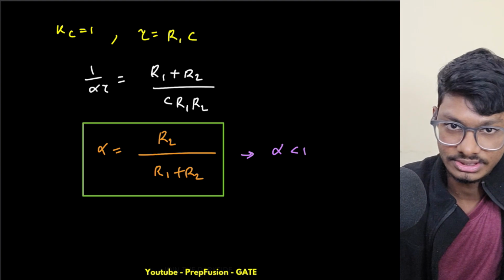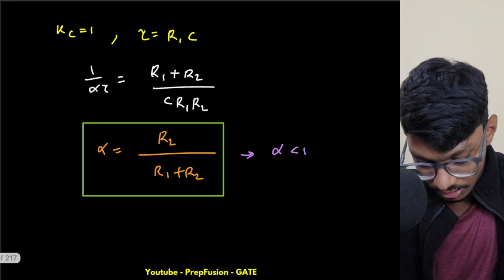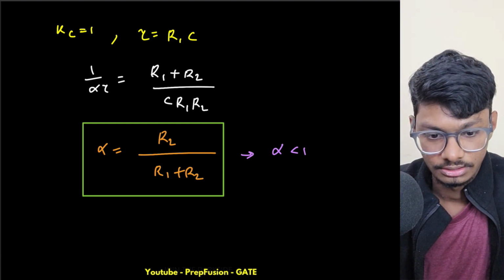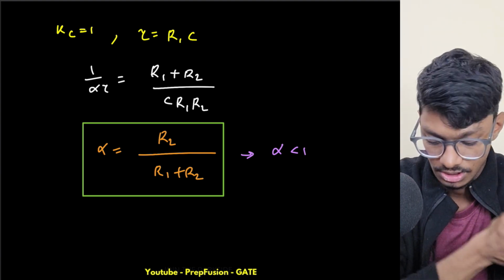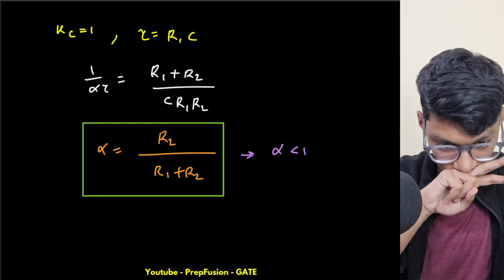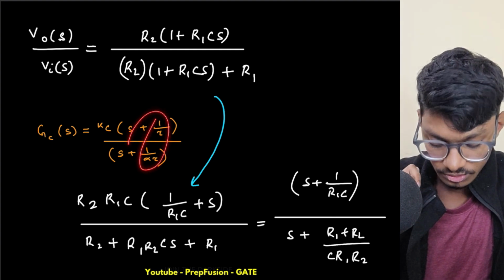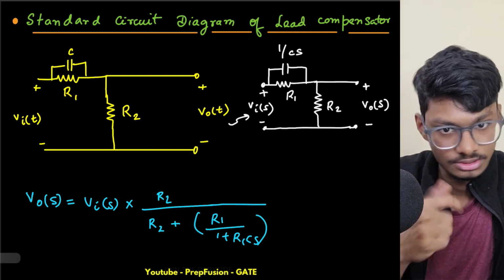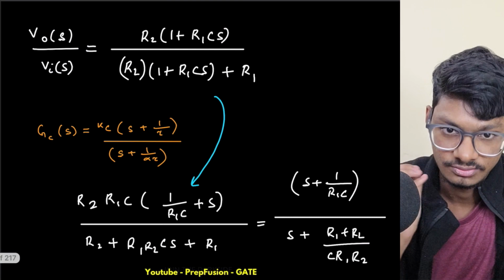Now what is the next thing? If they ask you to find the frequency at which the maximum phase occurs, that will be 1 by tau into root alpha, basically the geometric mean of these two roots, the pole and the zero. So how to remember this? Tau is the R1C time constant, which was recalled, and alpha I already told you how to remember. So that is how you can remember this formula.